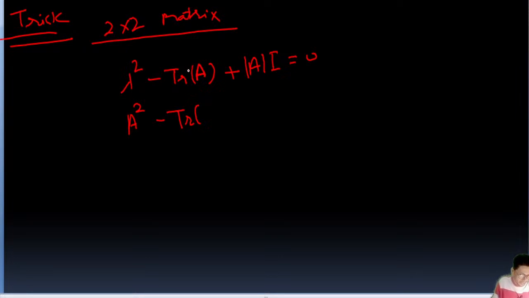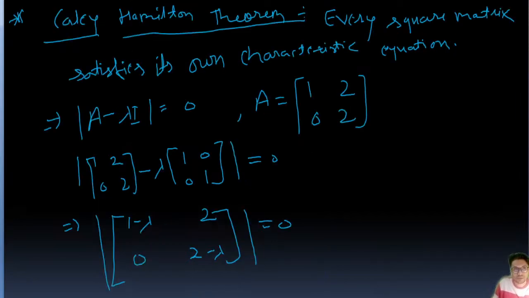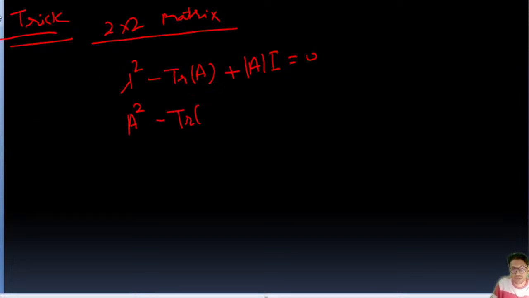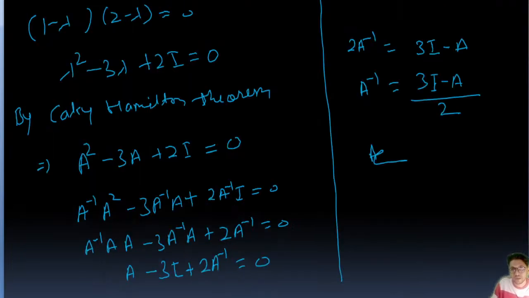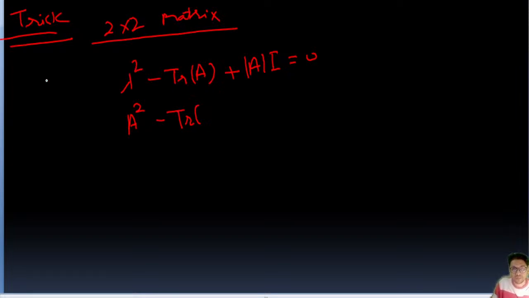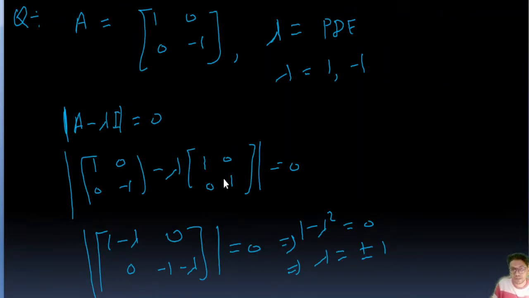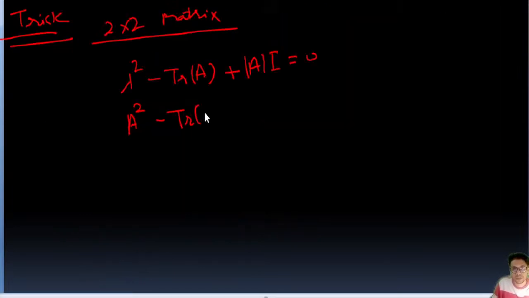Trace of A, so easily we can write. For this matrix, we can easily write this, because we know the eigenvalues are 1 and 2. Trace of A, the trace is the sum of the diagonal elements of this matrix, 1 plus 2, so trace of A is 3.